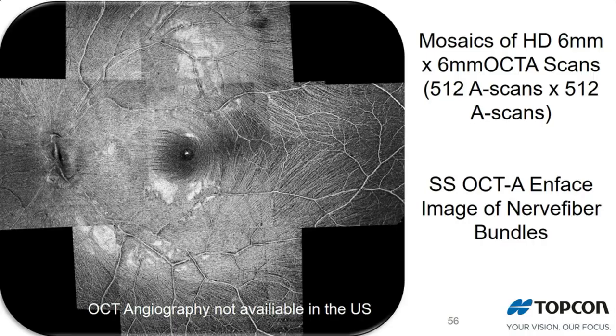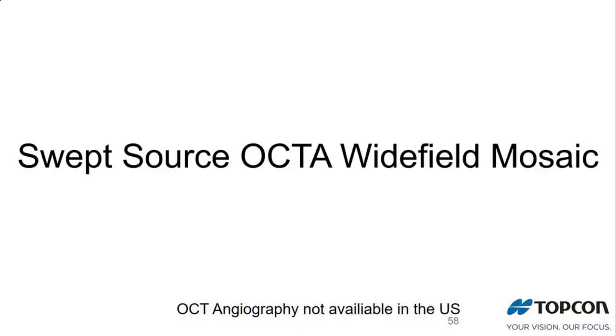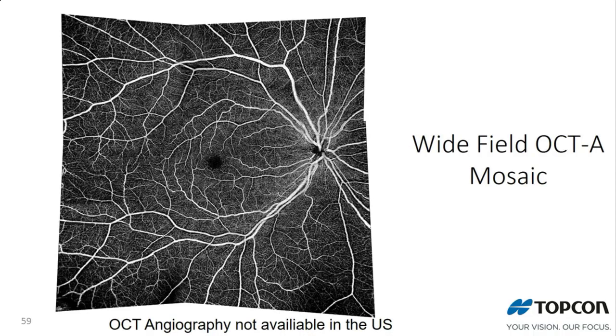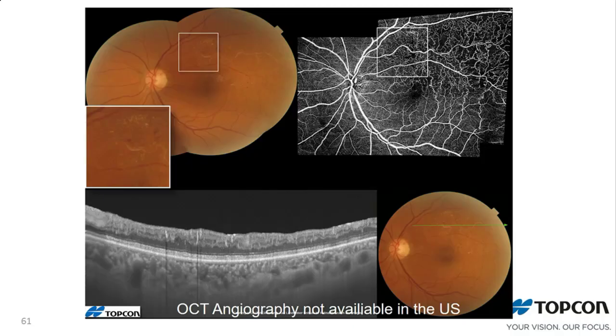But additionally, you can do something else, and that is, again, take the structural data and take a look at the nerve fiber bundles, and you can see them in very, very high detail. So you can also do mosaicing, so you can get larger fields, and that way it can help you to screen for ischemic areas in branch retinal vein occlusions or in proliferative diabetic retinopathies.